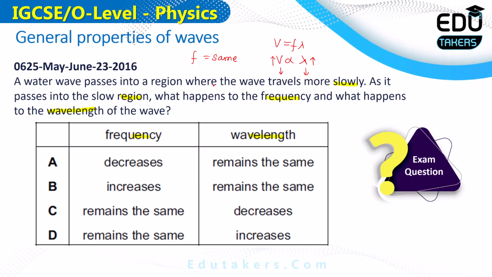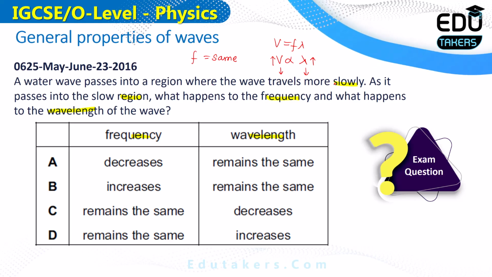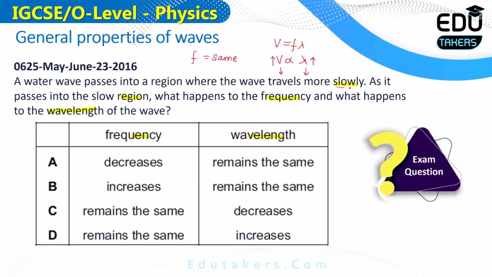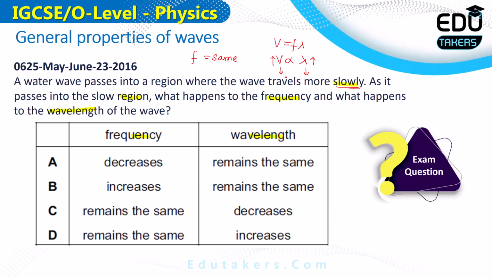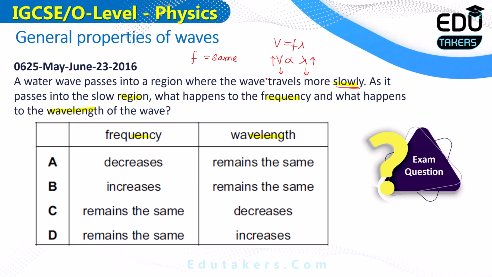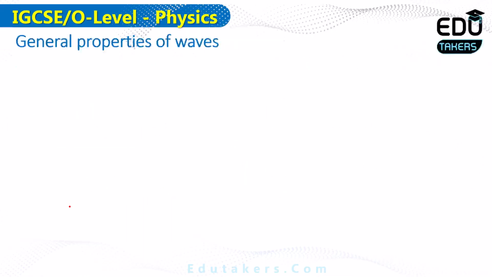In the question, it's given that the water wave passes into the region where the water waves travel more slowly. Means that the speed decreases. So where the speed decreases, of course the wavelength also decreases. It means that the frequency remains the same and the wavelength decreases here. You can see here the answer. It is given in answer C. Let's see the answer and explanation.